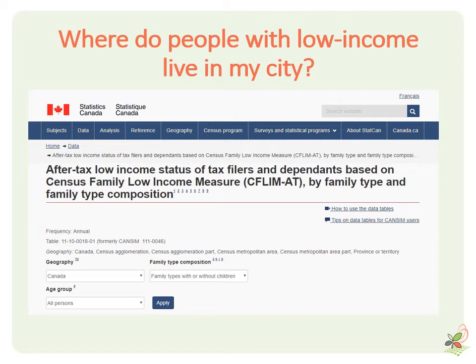From this table, he knows that there are in fact people in his city living with low incomes. But that is not enough information for him to make recommendations as to which health units should give out the fresh veggies. Now, the outreach worker is data savvy, so he knows where he can find more details.